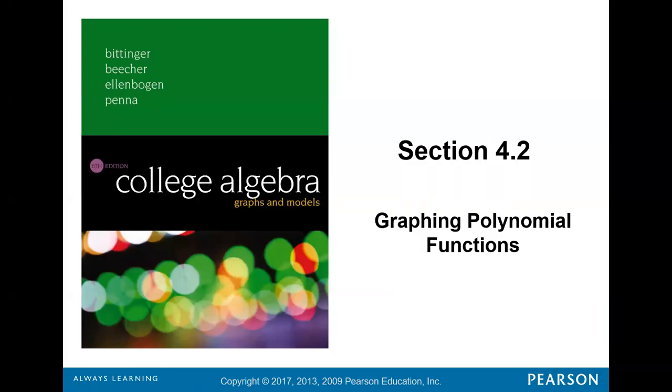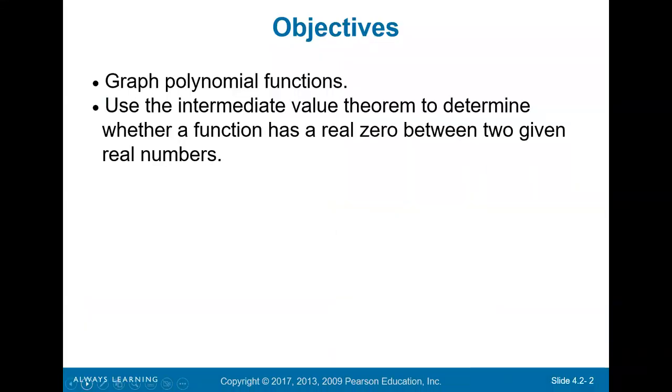Section 4.2, we're going to be talking about graphing polynomial functions. So the objectives here are to be able to graph a polynomial function, and use the intermediate value theorem to determine whether a function has a real zero between two given real numbers.